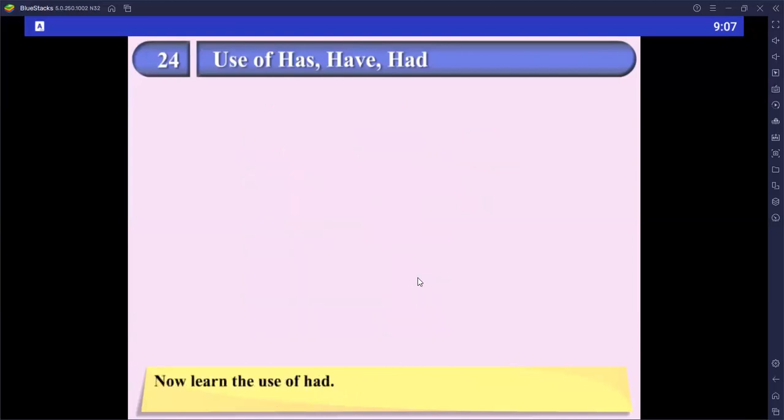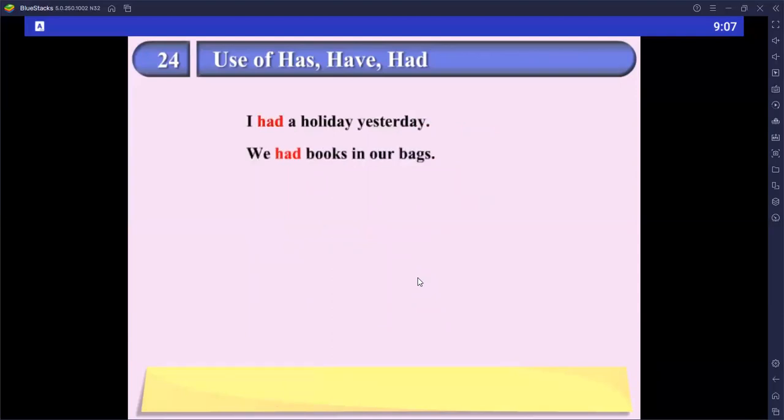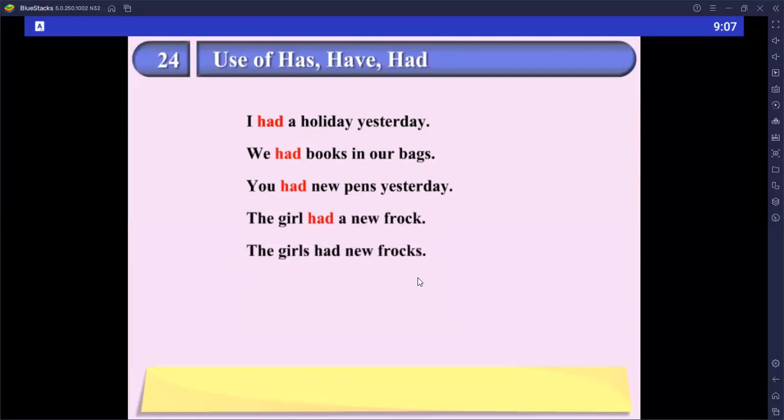Now learn the use of had. Repeat after me. I had a holiday yesterday. We had books in our bags. You had new pens yesterday. The girl had a new frock. The girls had new frocks. He had three mangoes. They had no mango.